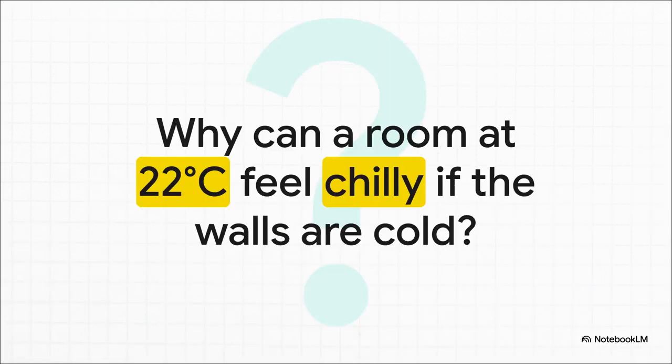So let's kick things off with a question. Have you ever been in a room where the thermostat says it's a perfectly comfortable 22 degrees or 72 Fahrenheit, but you still feel kind of chilly? Why is that? Well, it turns out the air temperature is only one part of the equation. The real answer is in an invisible dialogue happening between your body and the walls around you.